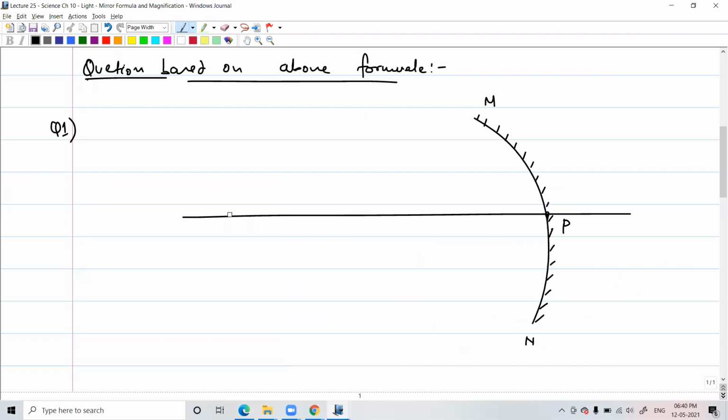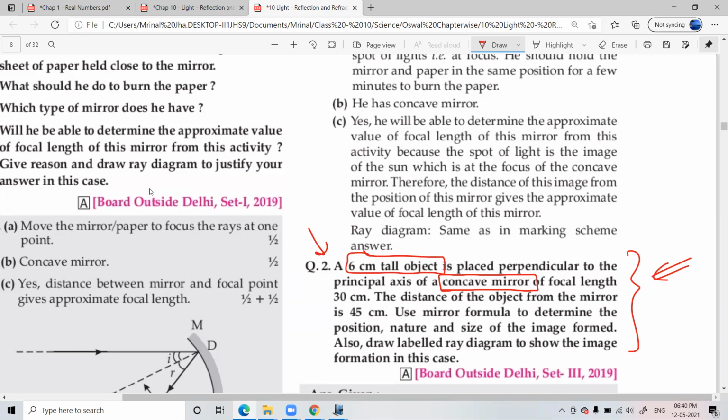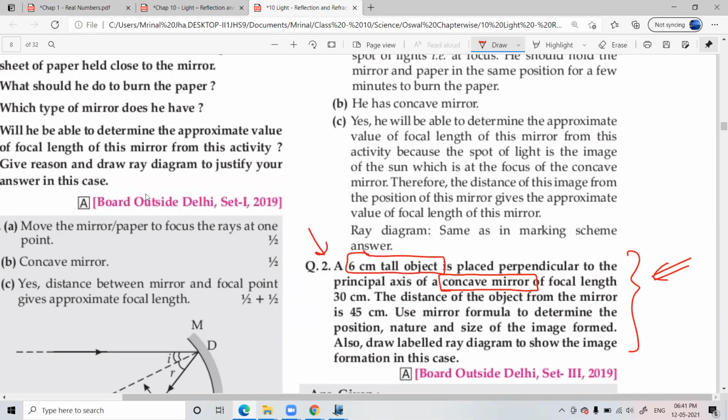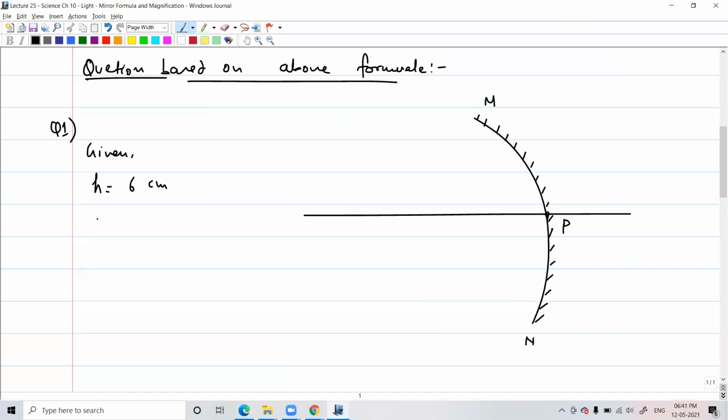So given, h is 6 centimeter tall. All right, it is placed perpendicular to the principal axis of a concave mirror of focal length 30 centimeter. So what is this 30? Of course, the focal length. How should I write it over here? f is equal to 30 centimeters. Is that correct? All of you agree?